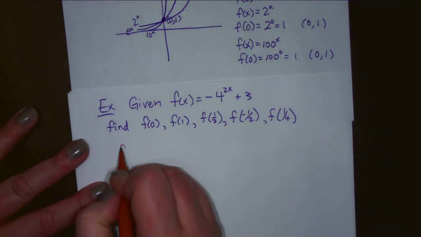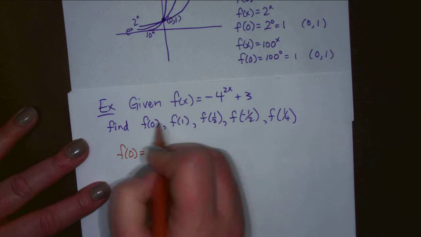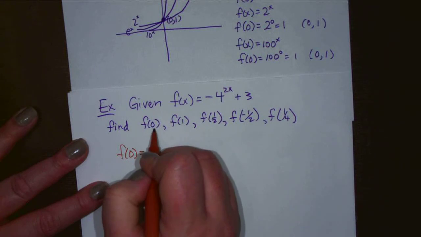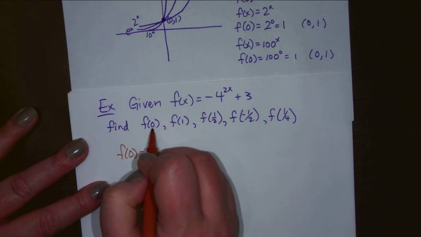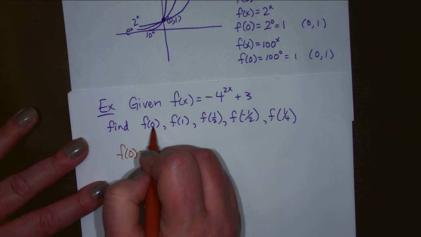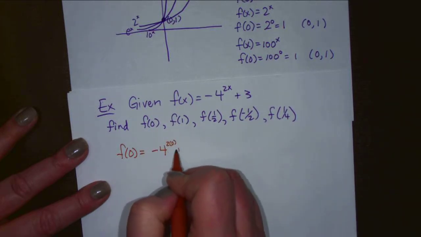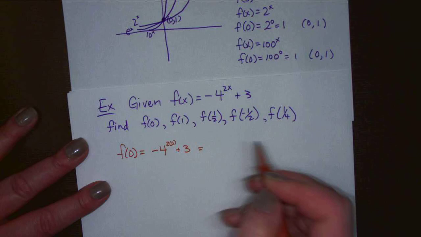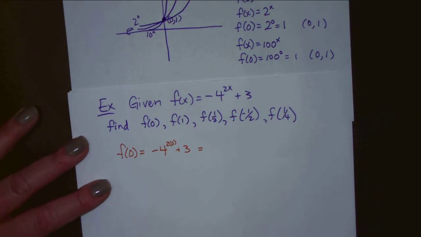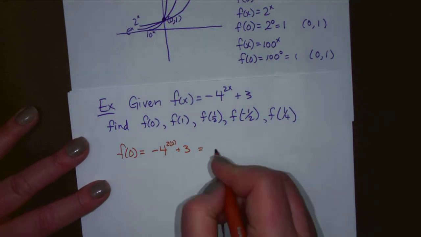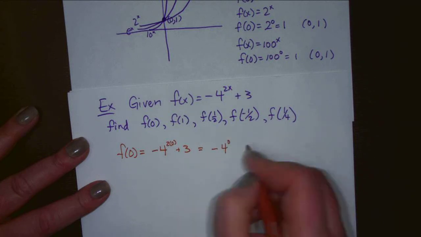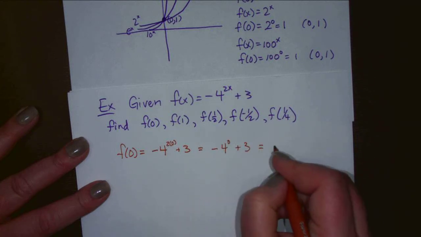So f of 0. All we're doing is saying, okay, well inside this bracket is telling what we want the x value to be. So we want x to be 0 here. So we'll plug it in. Negative 4 to the 2 times 0 plus 3. Now, I did this on purpose because a lot of you get it wrong when there's a negative. This is negative 4 to the 0. And what's 4 to the 0? 1. This is negative 1 plus 3.